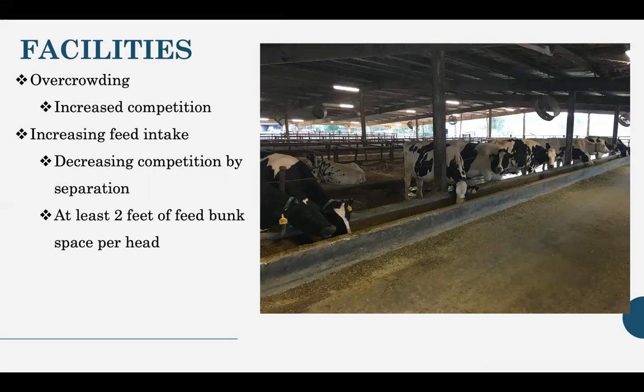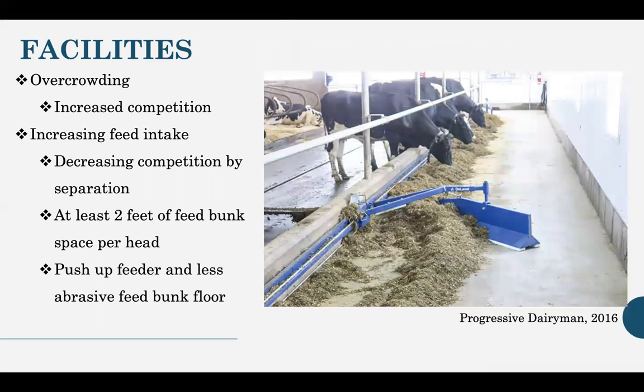Some other features that can be added to your facility to promote feed intake and farm efficiency is to use a push-up feeder, similar to the one seen in this image, in order to ensure all feed is able to be reached by the cows and none is wasted. Also, utilizing less abrasive flooring for your feed bunk, such as tile, can also ensure some comfort for the cow when she is consuming feed. Overall, one of the greatest things you can do to maximize feed intake is to make sure your cows are the most comfortable they can be.